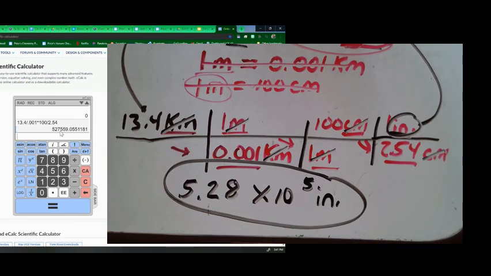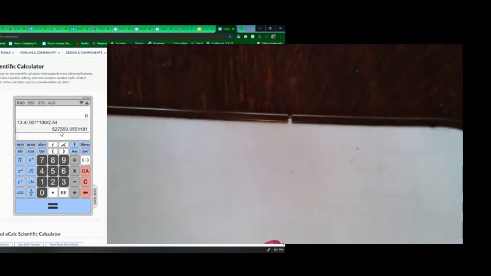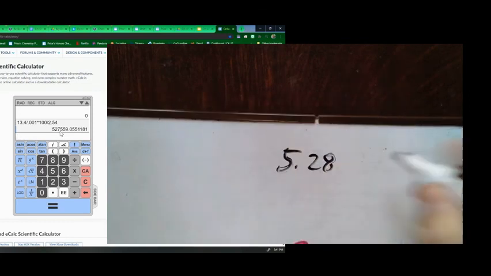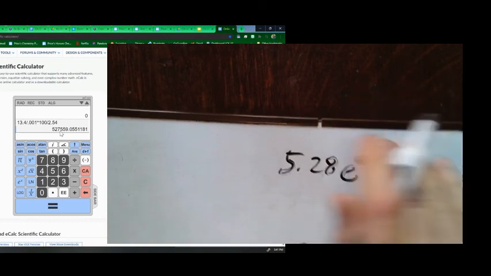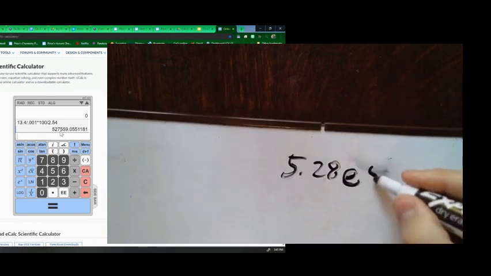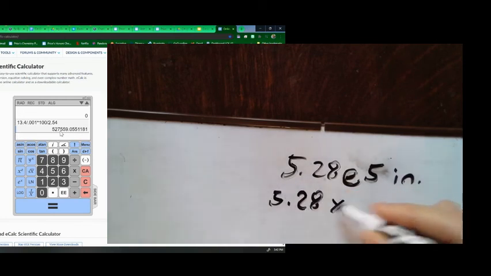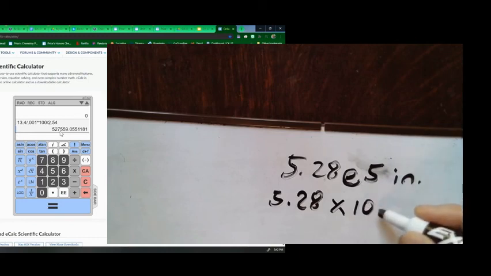Now, if you're entering this into someplace and you can't use superscripts or subscripts, remember, you could always write it like this. If you're doing it on a computer, you can go 5.28E5 inches, or you can go 5.28 x 10 caret 5, and then inches. Either of those will be considered correct.